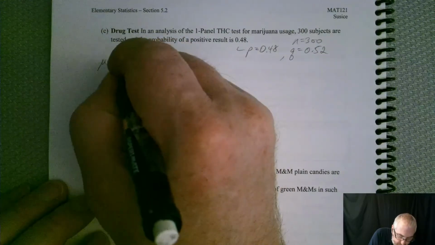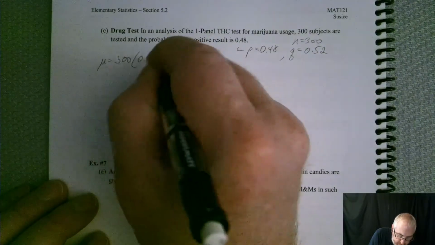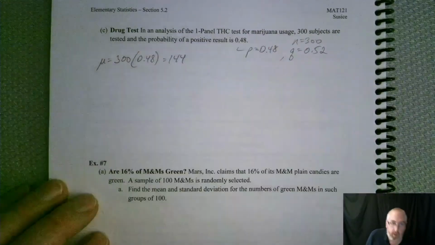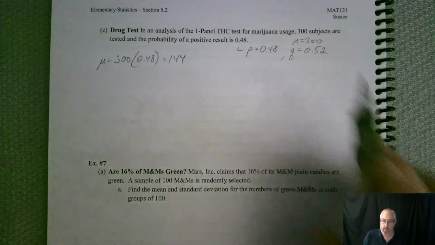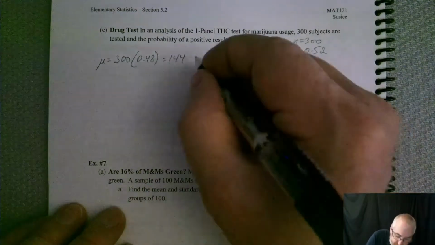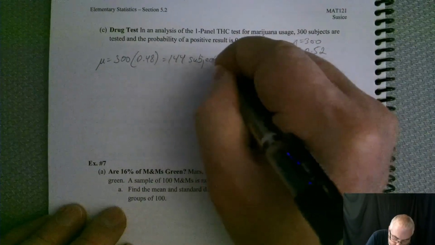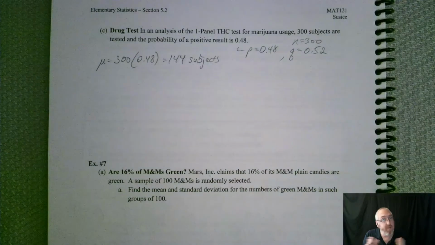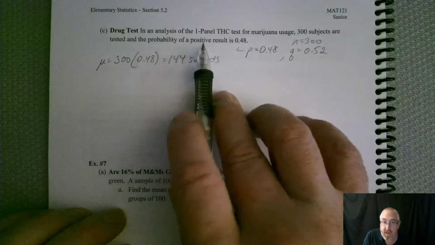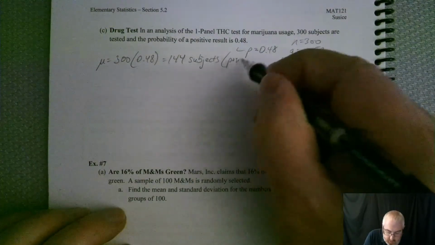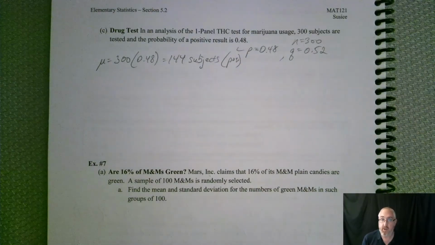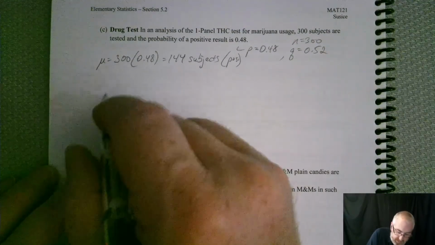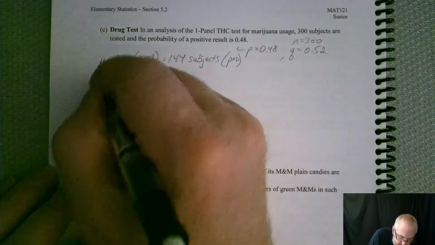So we got 300 times 0.48, which is 144. So what would the units be for this? So 300 subjects. So 144 subjects. And now, again, if you want to be even more clear, what about those 144 subjects? 144 subjects would have a positive result. So I'll just put pos next to it. So that's what we would expect in this situation. 144 would be positive if it's 48% success rate. Standard deviation.